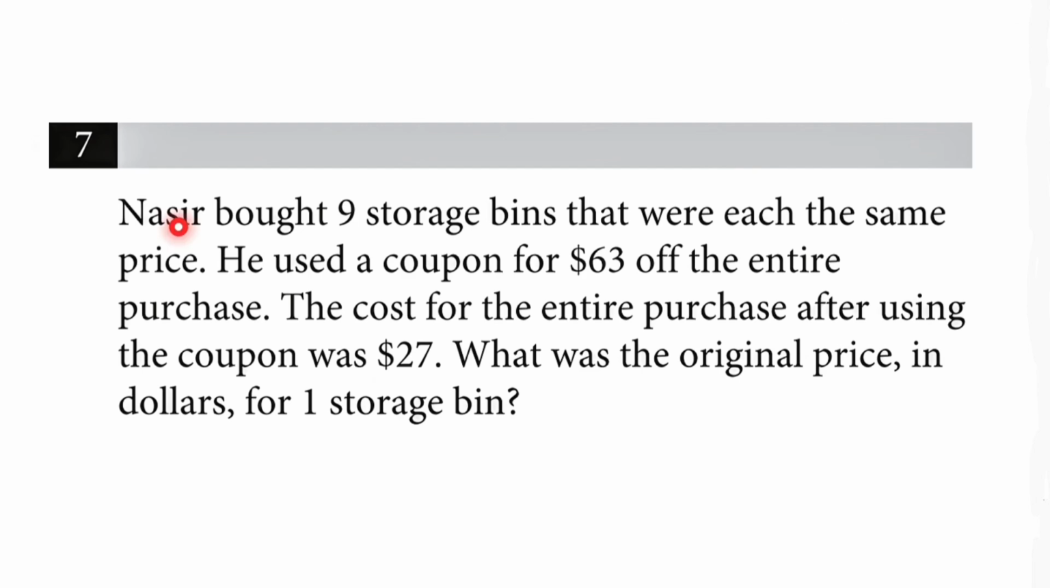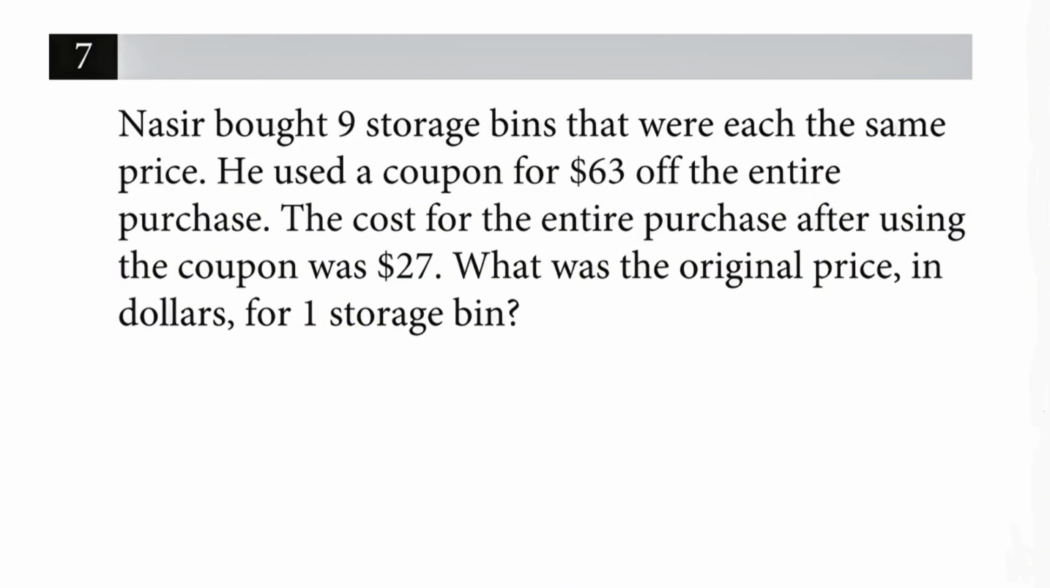So the question reads, Nasir bought 9 storage bins that were each the same price. He used a coupon for $63 off the entire purchase. The cost for the entire purchase after using the coupon was $27. What was the original price in dollars for one single storage bin?